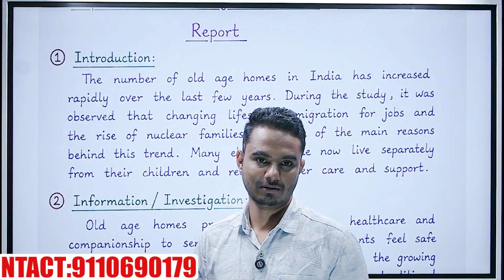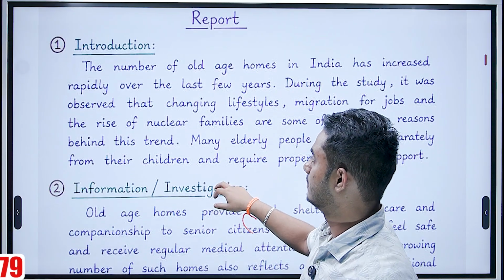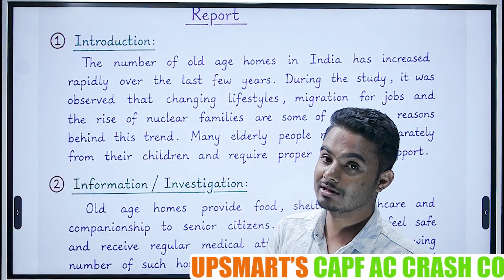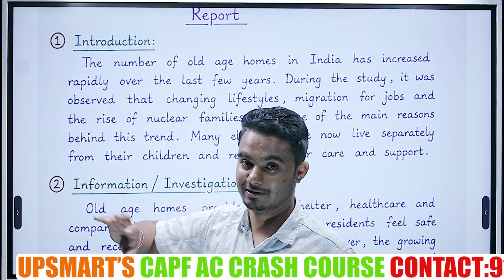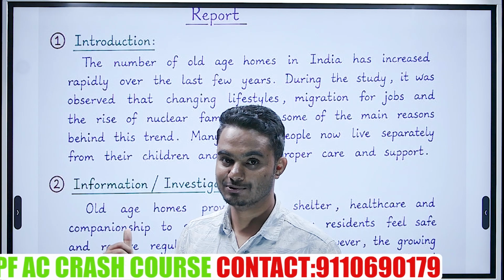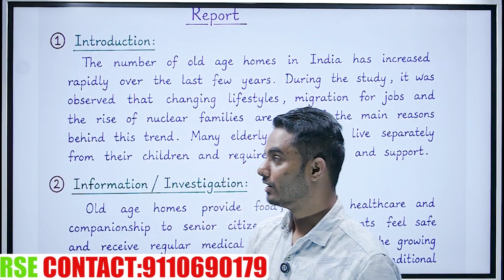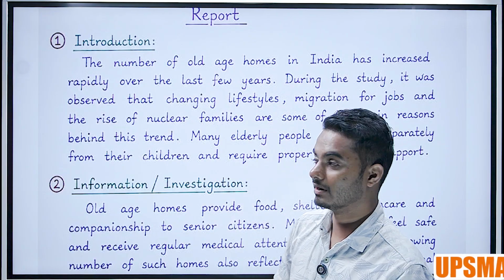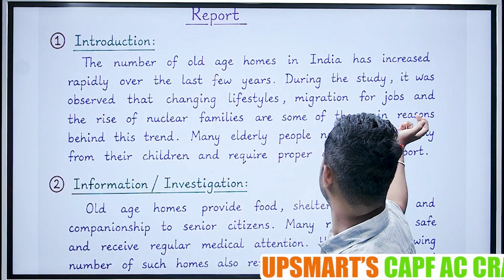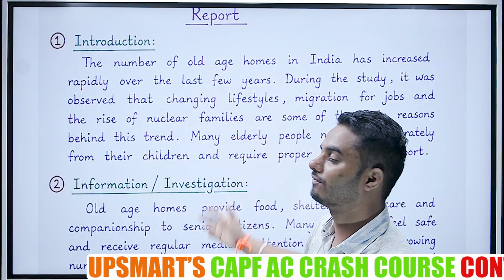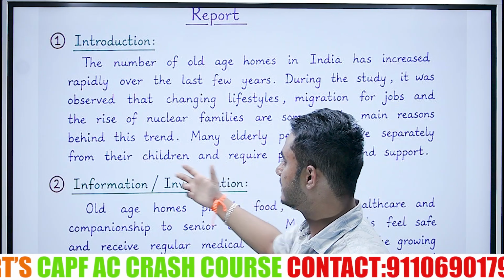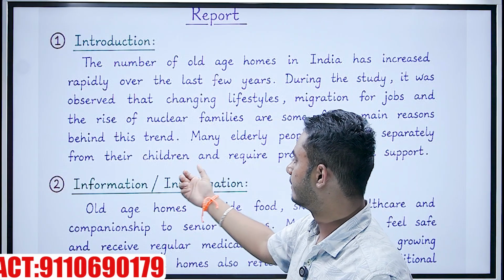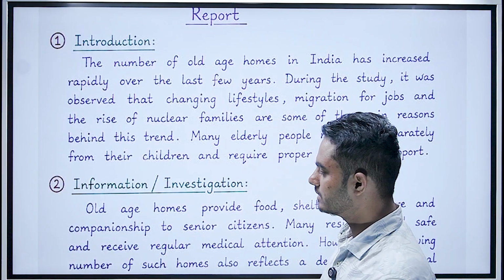You are bluffing. Learn the smart bluff. Over the last few years, during the study, it was observed, observing how you are representing the essay, that the changing lifestyle of children, migration for jobs and the rise of nuclear families are some of the main reasons behind this trend. Many elderly people now live separately from their children and require proper care and support.